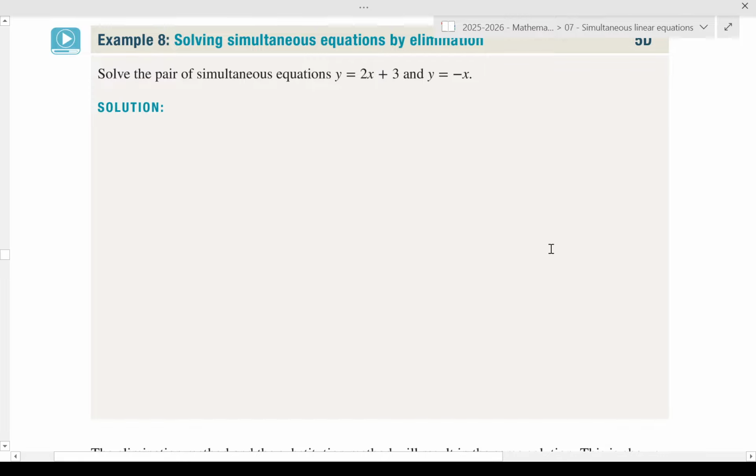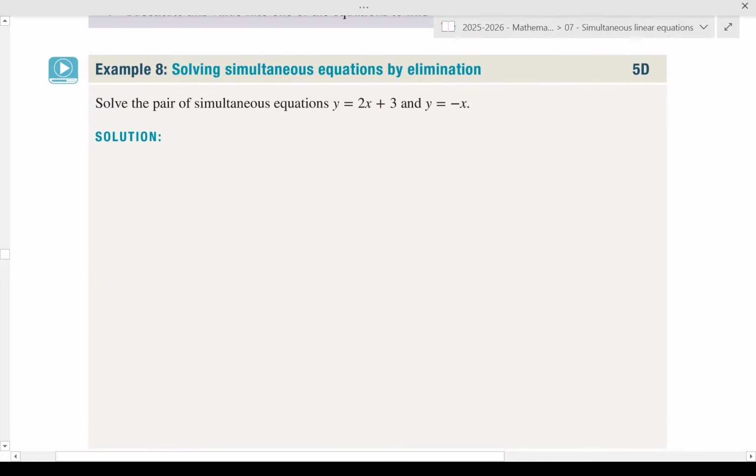All right, so here we go. We are solving them by elimination. So we've just done substitution, and we're now going to do elimination. This is exactly the same idea, but we're going to use elimination to get rid of them. There are times where elimination is much more efficient than substitution, and there's other times where substitution is better. That's why we learn both.